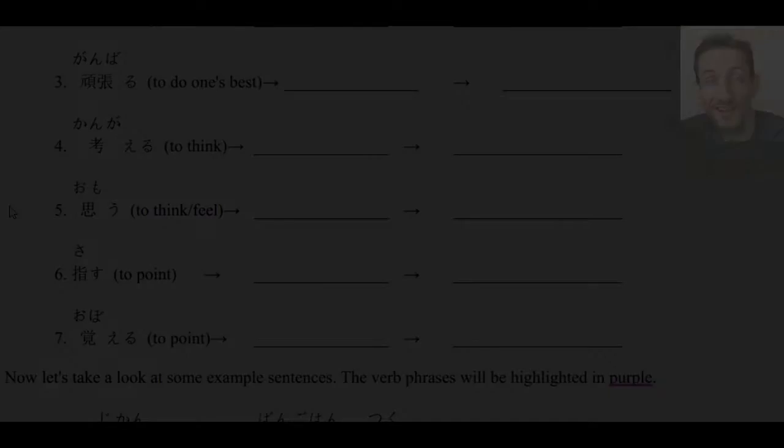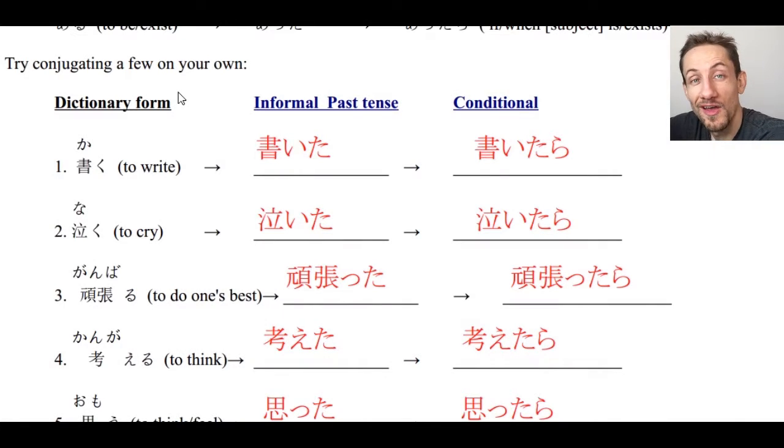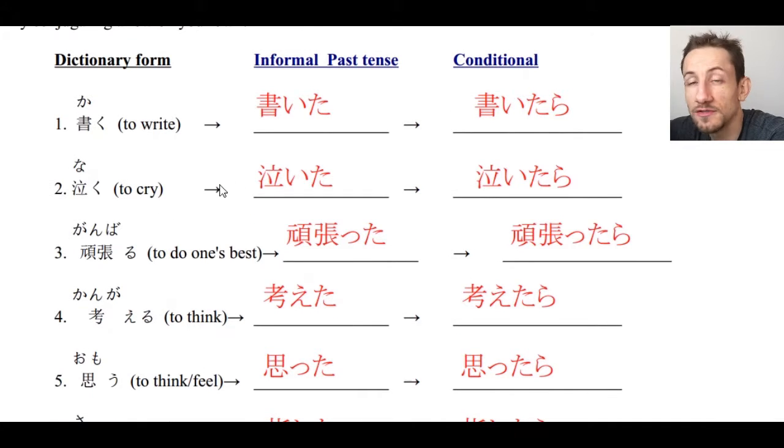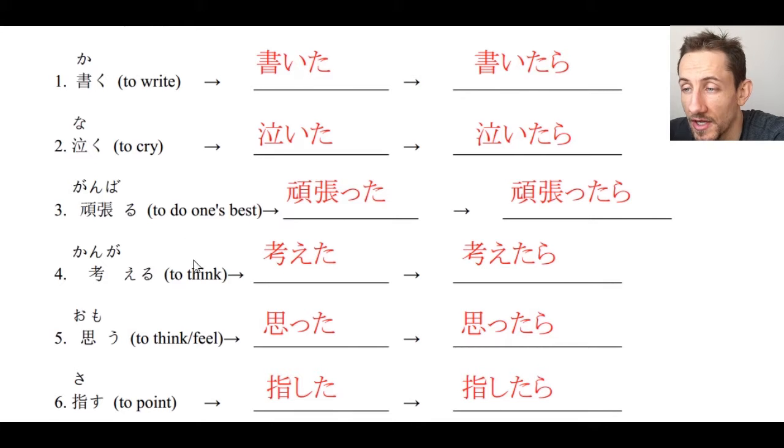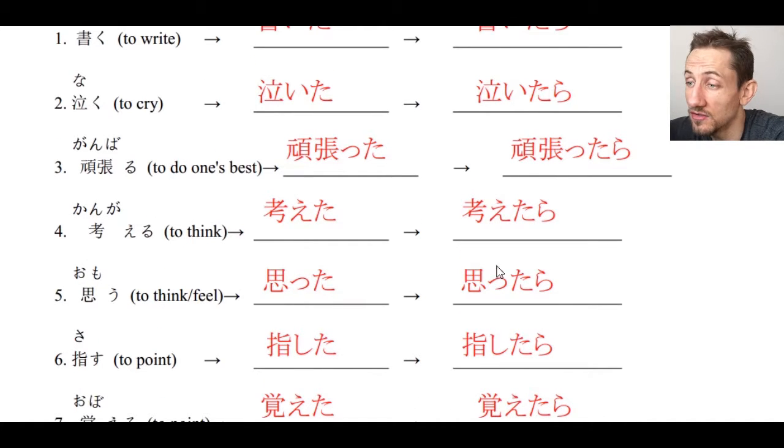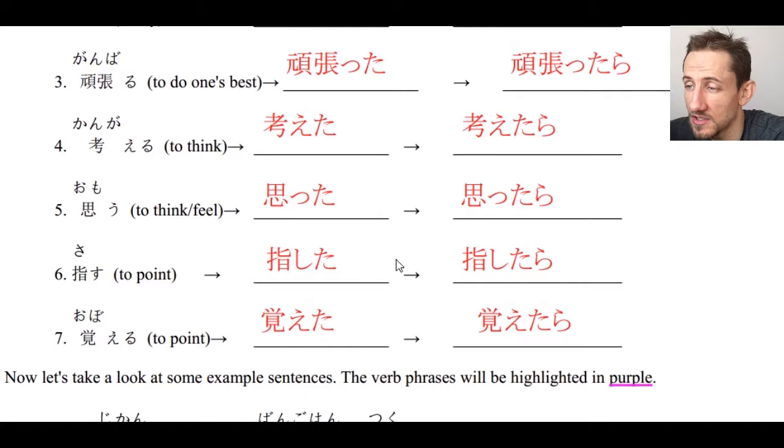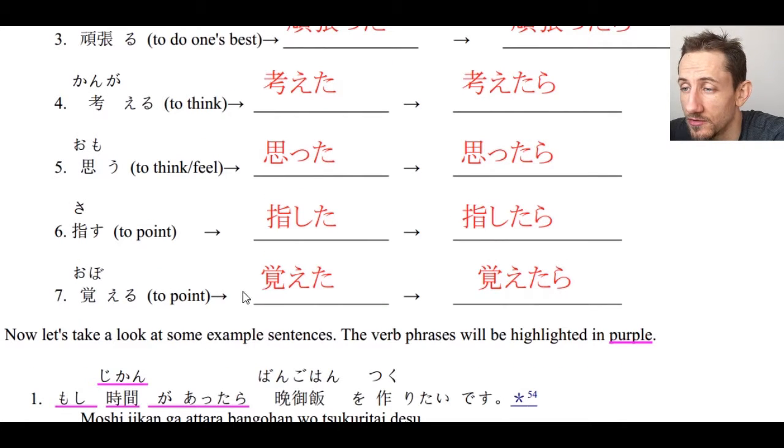All right, so now let's check our answers. So number 1, we have kaku, kaita, kaitara; naku, naita, naitara; gambaru, gambatta, gambattara; kangaeru, kangaeta, kangaetara; omou, omotta, omottara; sasu, sashita, sashitara; oboeru, oboeta, oboetara. So that's it. Just conjugate to the informal past tense form and add ra.